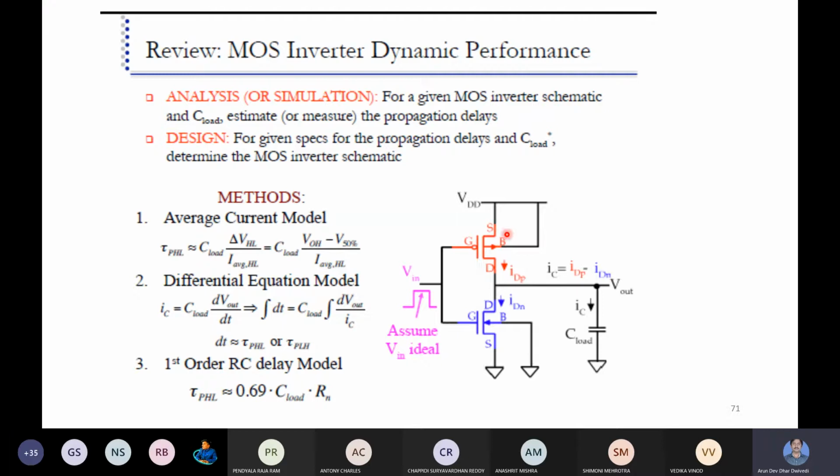The output is initially VOH, but after some time it will become VOH minus VT. Below VOH minus VT, this NMOS transistor will be in the linear region, and from VOH down to VOH minus VT it was in the saturation region. VOH minus VT is the border where the transistor changes state from saturation to linear. So we can break this calculation for TPHL into two parts, and the integral can be done in two parts.